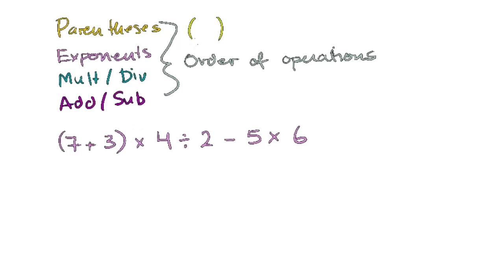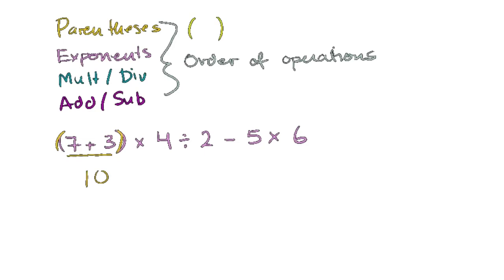The first thing we have to do is look for parentheses. Are there parentheses here? Yes, there are. There's parentheses around the 7 plus 3. So it says, let's do that first. So 7 plus 3 is 10. So this we can simplify, just looking at this order of operations, to 10.